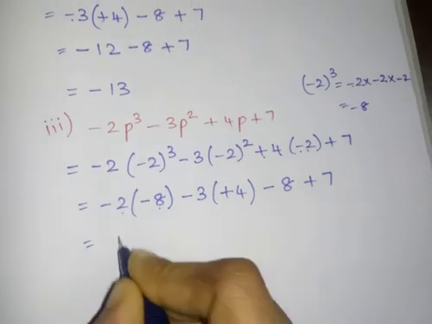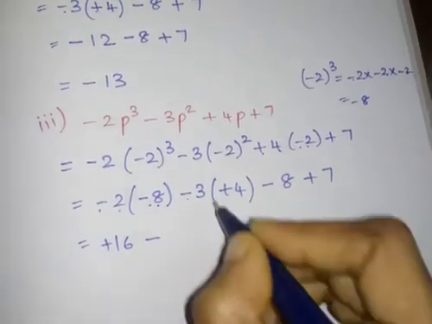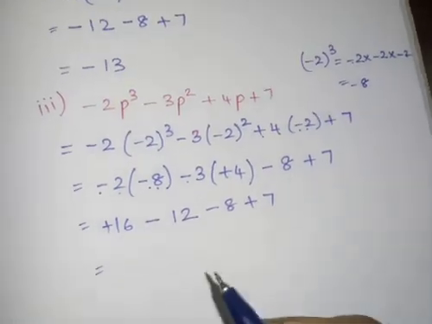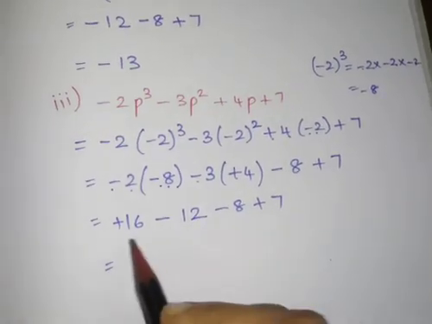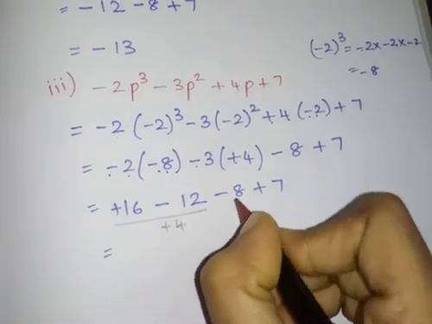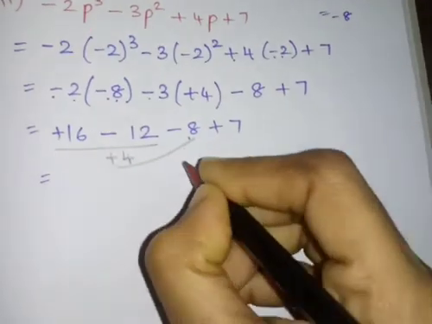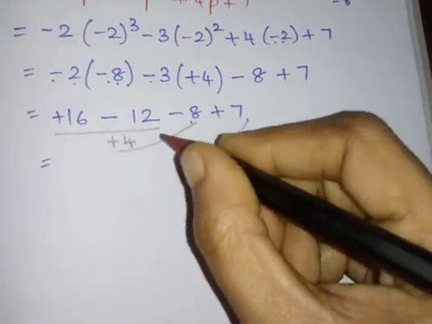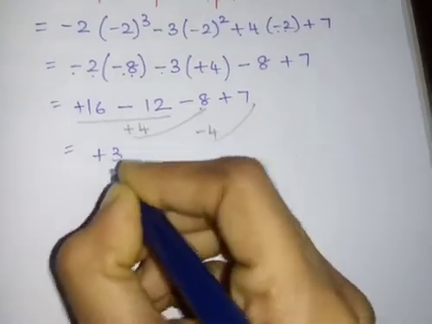Now 8 2s are 16, minus into minus plus. Minus into plus minus, 4 3s are 12. Minus 8 plus 7. Now plus 16 minus 12 is plus 4. Plus 4 minus 8 is minus 4. Minus 4 plus 7 is plus 3. Plus 3 is your answer.